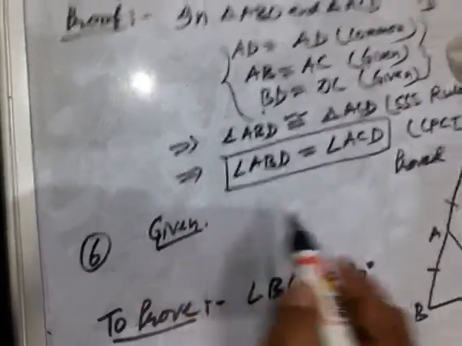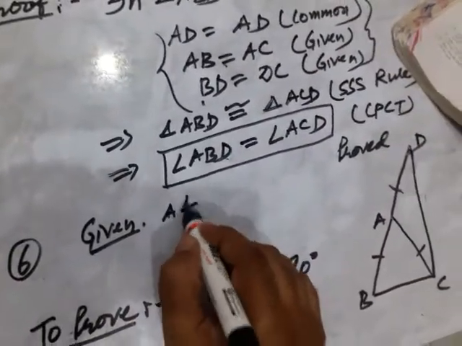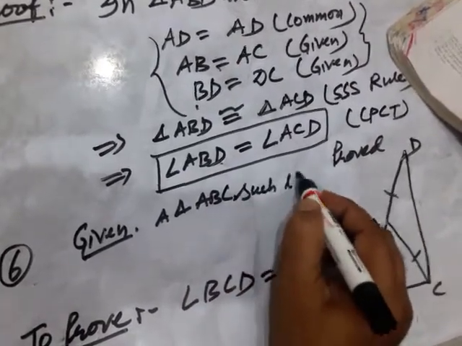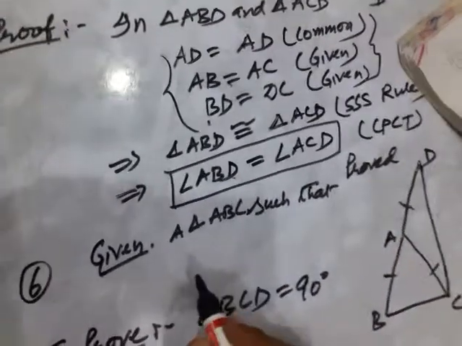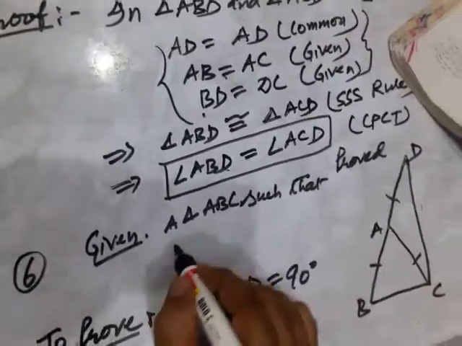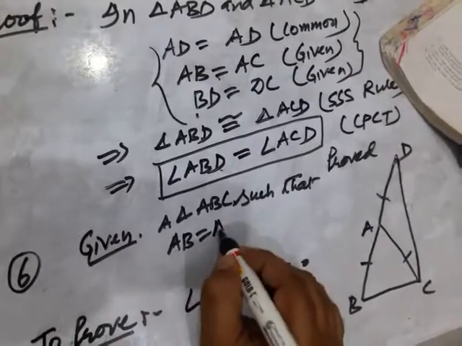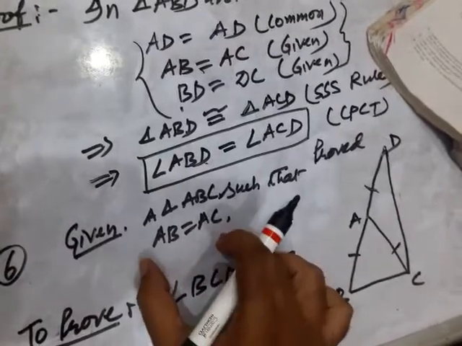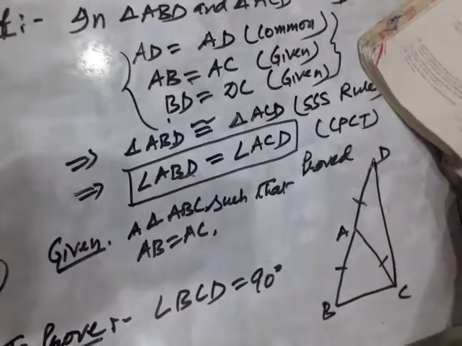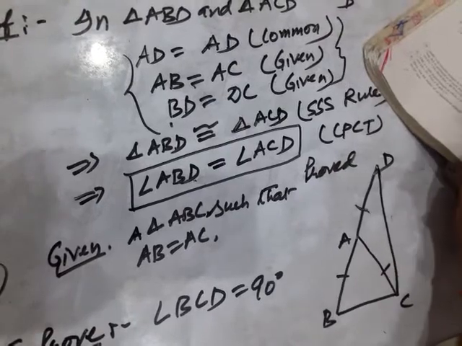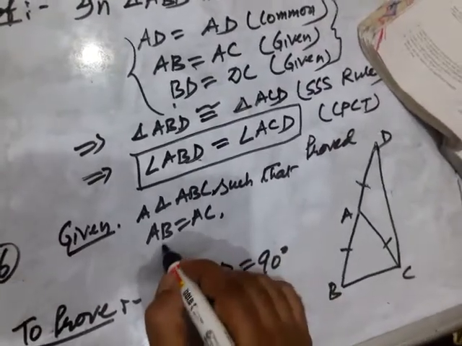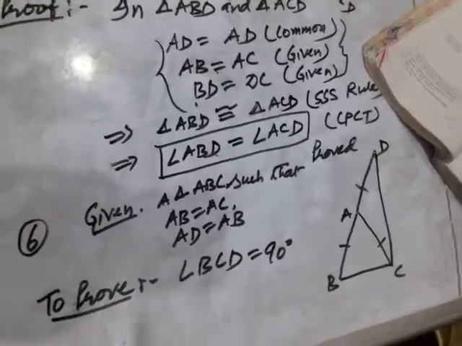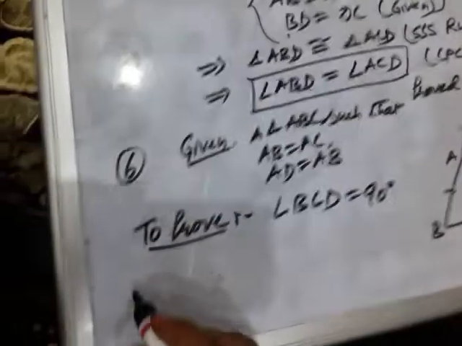What is given over here? Given a triangle ABC such that AB equal to AC, and AD equal to AB, right? So let us start, children, start proving.